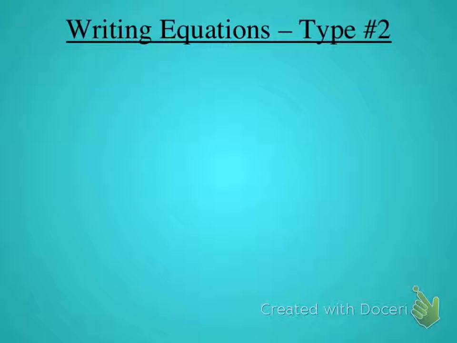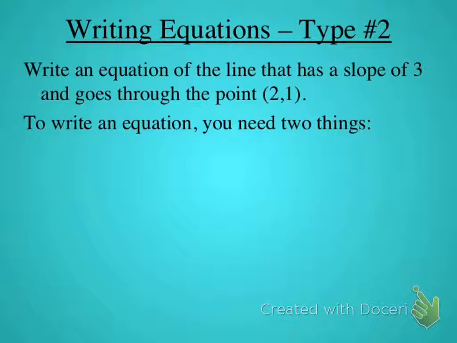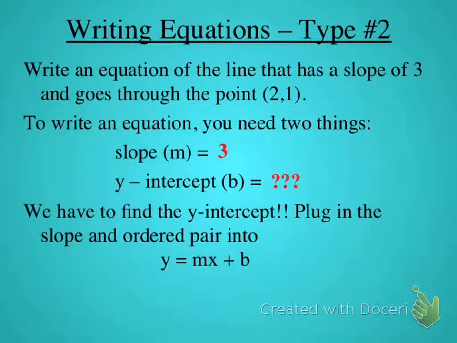So for type 2, we're given the slope and a point. So we need two things. We need our slope, and it's given, and the y-intercept, but it's not. However, we have the slope-intercept form, and we could actually plug in our ordered pair, 2, 1, remember that's an x-coordinate and a y-coordinate on that line, in place of the x and the y in our equation, and then solve for b. So we would get 1 is equal to 3 times 2 plus b.